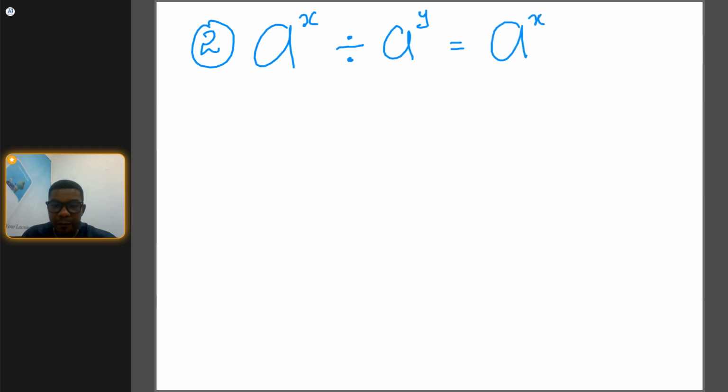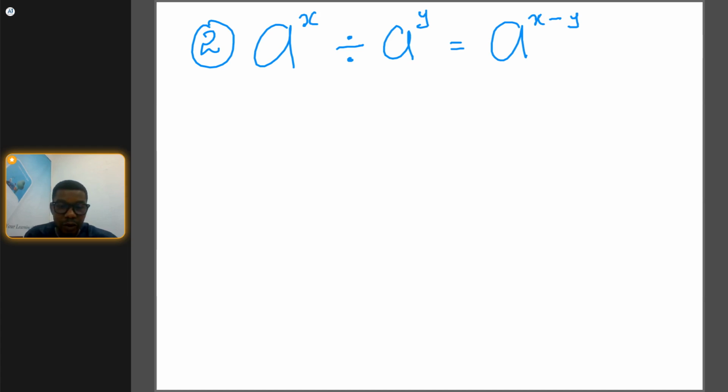Number 2, the second law of indices. A raised to the power of x divided by a raised to the power of y equals, now this is the second law we are considering now. When we divide an expression of this nature, where the bases are the same, the law says that the division sign changes to minus at the exponents, changes to minus at the power, okay? So that will be a raised to the power of x minus y.